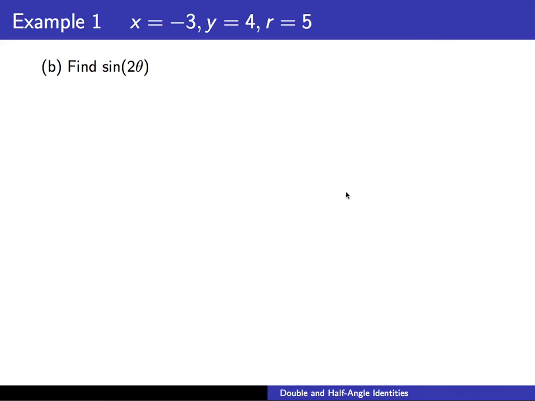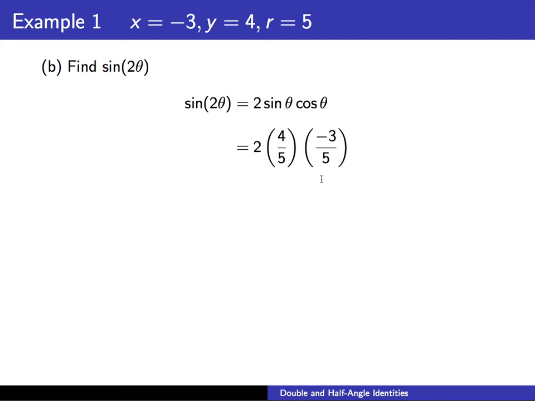Part B, find sine 2 theta. So sine 2 theta is 2 times the sine of theta times the cosine of theta. And we already wrote what sine and cosine were in part A. So using those same values, we get negative 24/25.